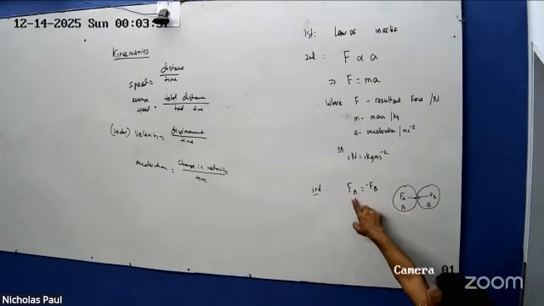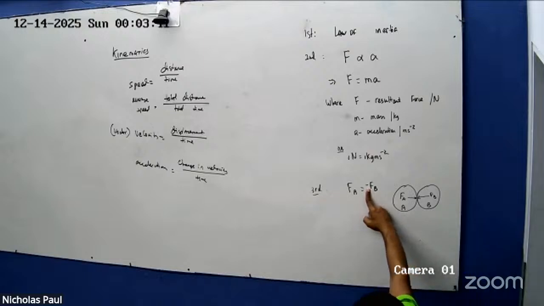Watch it, right? The force is equal, but what does the minus sign indicate? What does this mean? Opposite direction, right? So the forces are equal and the negative sign indicates opposite direction.